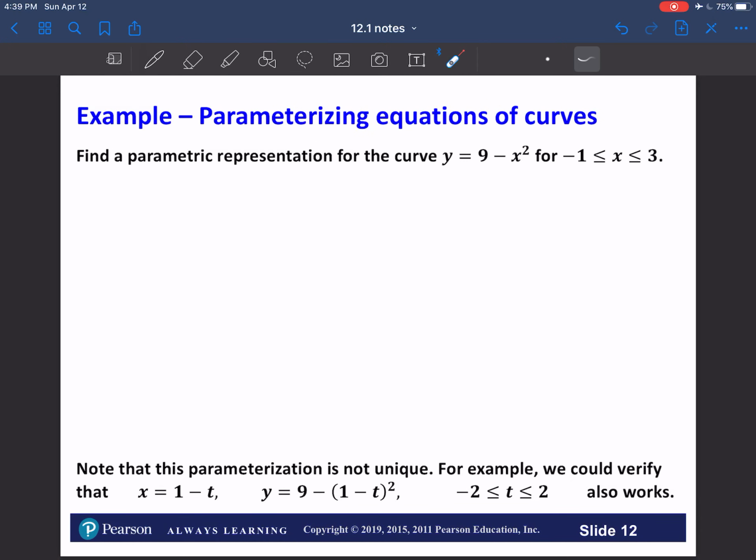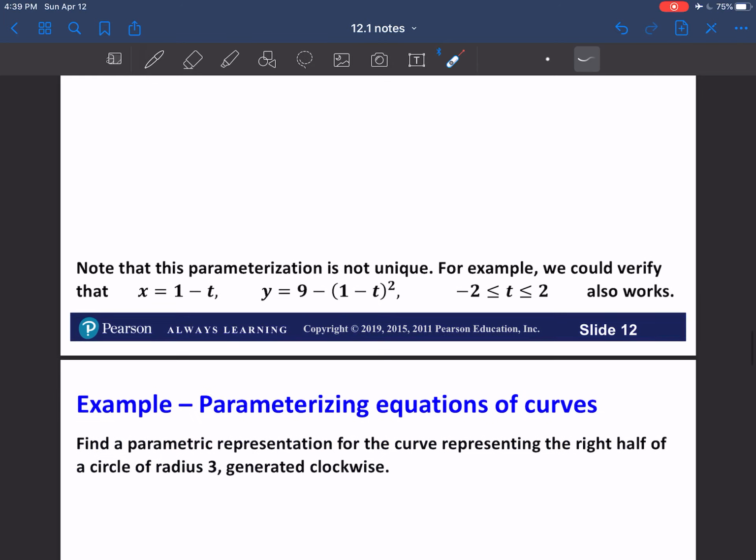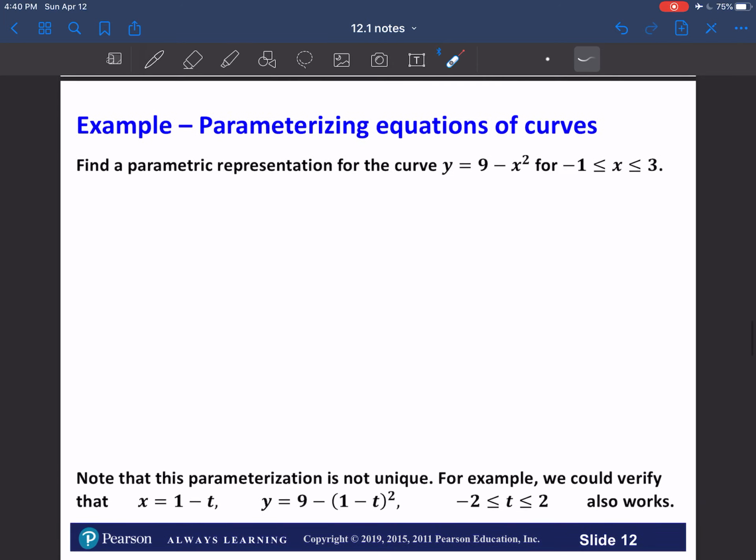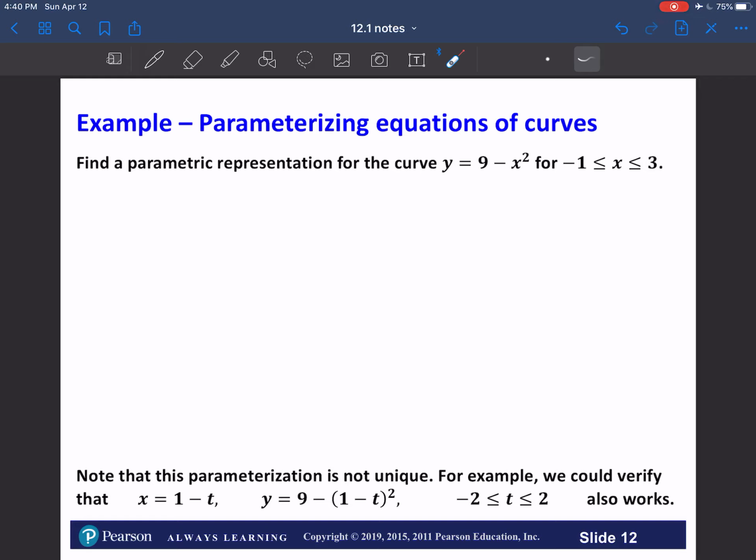Next, we're going to consider the example where we have to parameterize the equations of curves. So in the previous examples, we have eliminated the parameter. So we started with parametric equations and we wrote it as a Cartesian equation. In these next two examples, we are going to start with a Cartesian equation and we are going to write it as a parametric equation. So the first one that we have is y equals 9 minus x squared, and x ranges between -1 and 3.